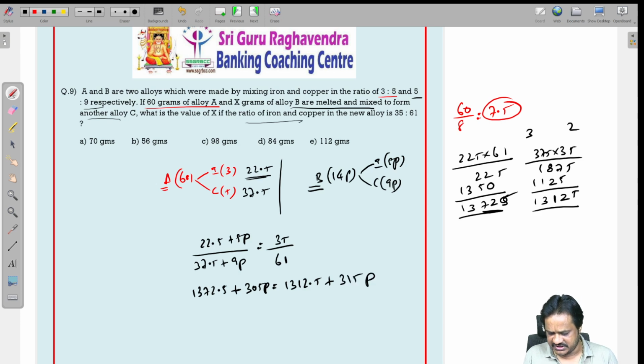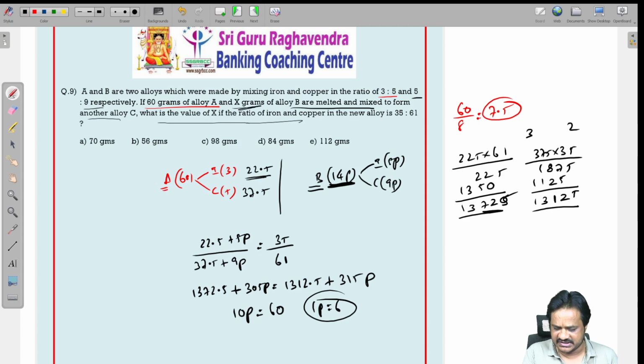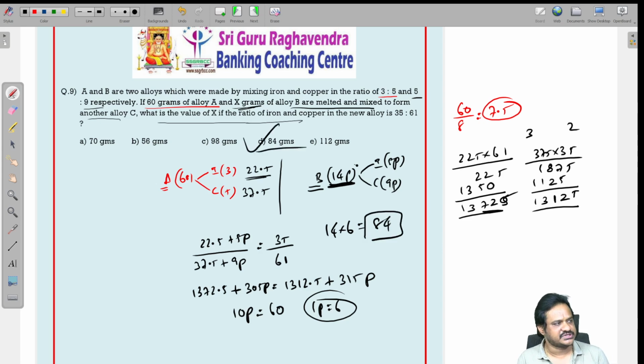Now the difference of 315 parts and 305 parts is 10 parts. Difference of 1372.5 and 1312.5 is 60. Therefore, one part is equal to 6. We are having total 14 parts. You have to find the value of x. X grams means I am taking 14 parts. So 14 into 6, the answer is 84 grams. 84 grams means option 4 is the correct answer.